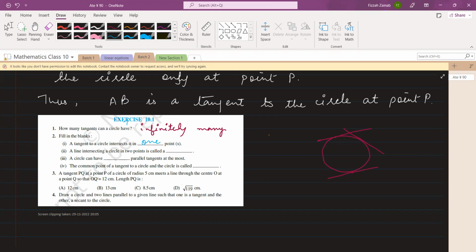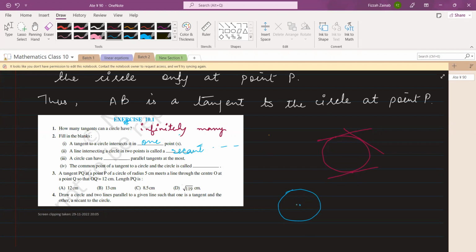Secant to a circle, you can complete. Third, a circle can have dash parallel tangents at the most. Okay, so how many parallel tangents can it have? Now try to understand. Two, yeah, obviously two. Why two?